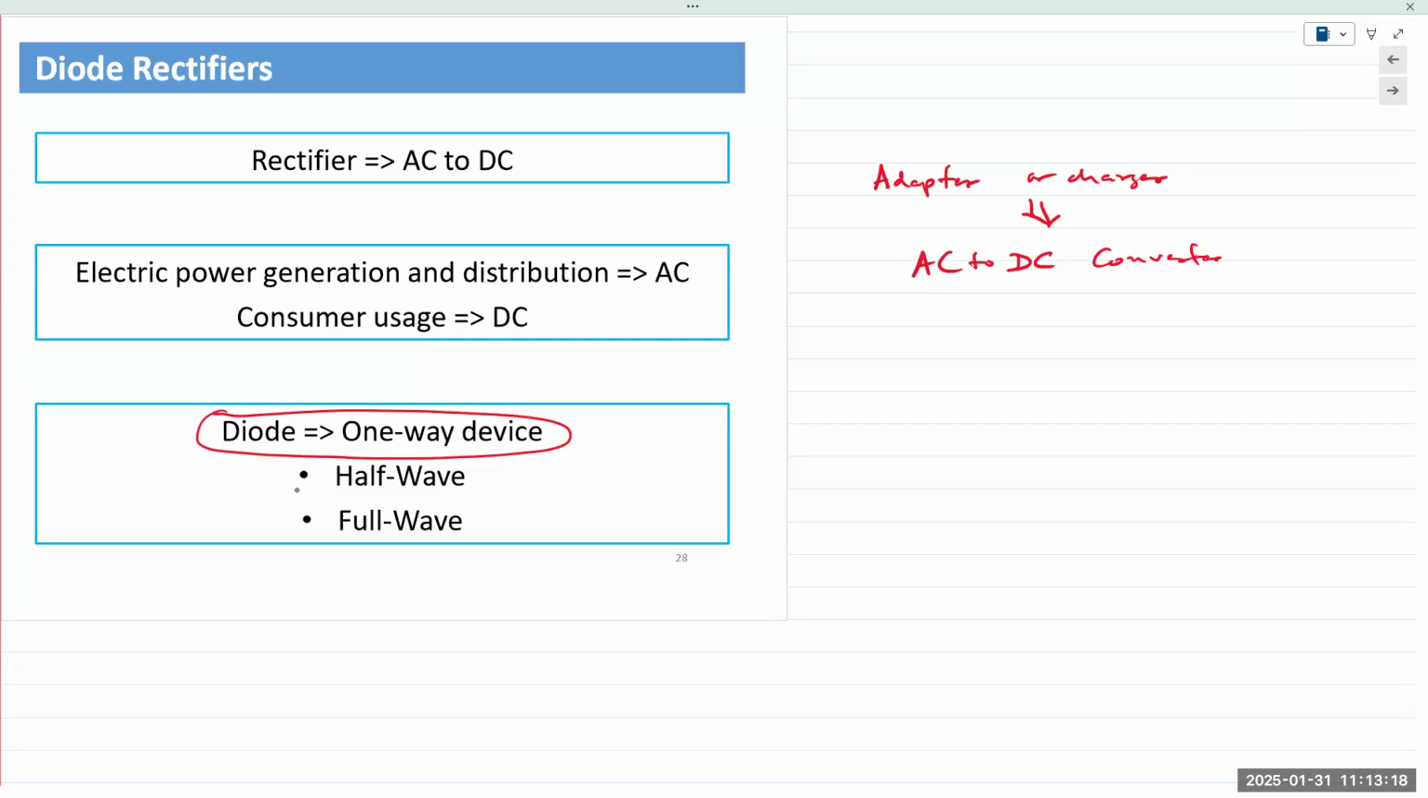It's not as easy to step it up or step it down compared to AC. And so AC won the war, and all power distribution from that point on was always in AC, because it is easy to step up or step down an AC voltage or current simply by using a transformer. So all of electrical power generation and distribution is always in AC, but most of our consumer usage is all in DC.